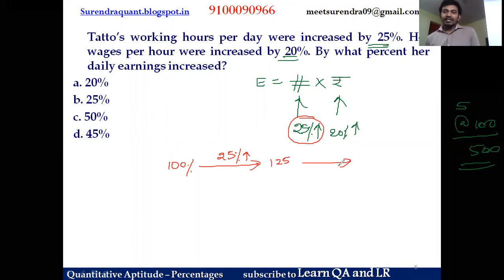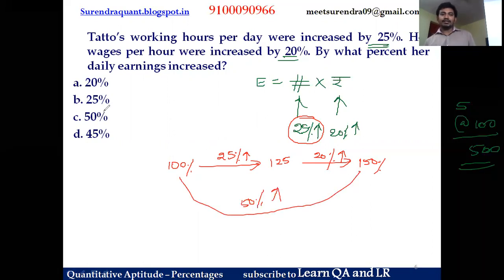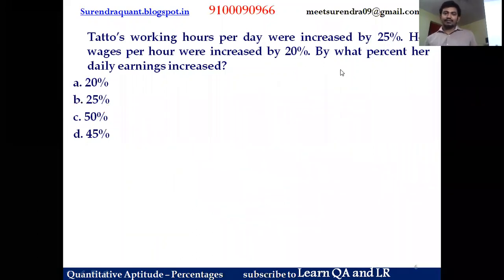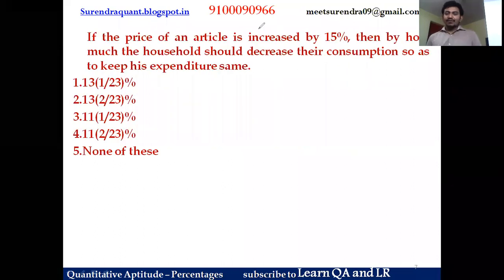But the wage per hour also increased by 20%, which will affect the earnings as well. What is 20% of 125? 10% is 12.5, so 20% is double, 25. If 25 increases from 125, our new earnings are 150%. So initially 100, finally 150, the percentage increase is totally 50%, and that is option C. So one unique method for all models, all questions in this. Let's see one more such question.